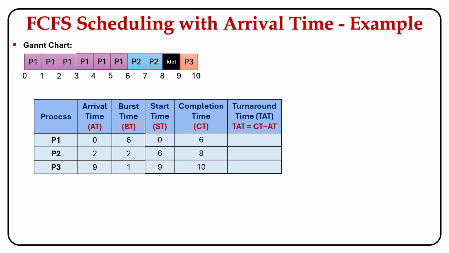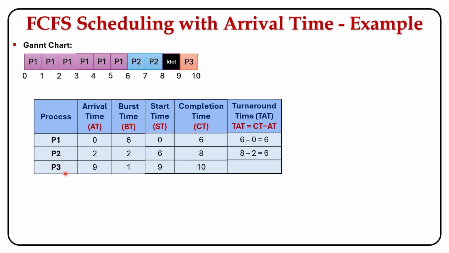Next, we can calculate the turnaround time using the formula completion time minus arrival time. For process P1, the completion time is 6 and arrival time is 0. That is, 6 minus 0 is equal to 6. Next, for process P2, the completion time is 8 and the arrival time is 2. That is, 8 minus 2 is equal to 6.